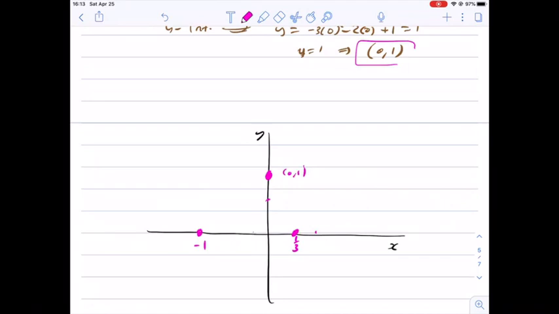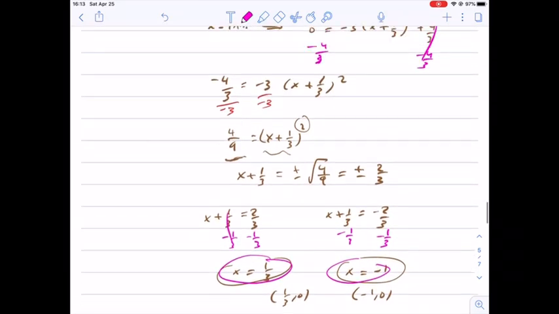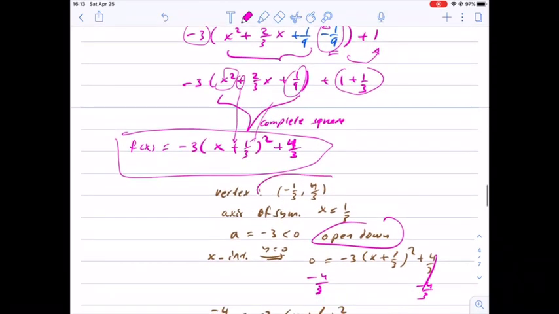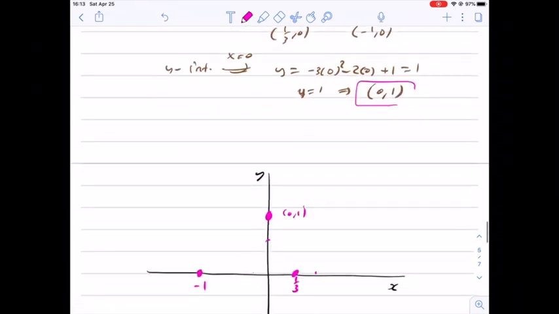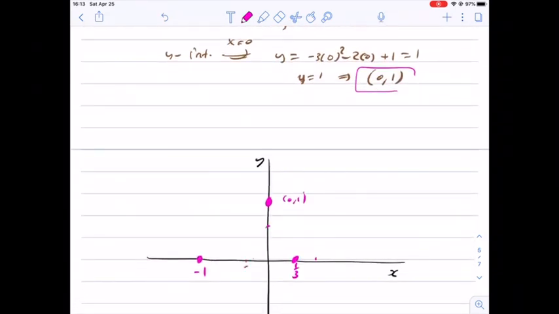This is the y-intercept. Now what is the vertex? The vertex is negative 1/3, 4/3. Negative 1/3 is here. 4/3 is greater than 1, so let's say here, 4/3. So this is the vertex. It's open down, which means we make an arc open down, and then we connect these points.